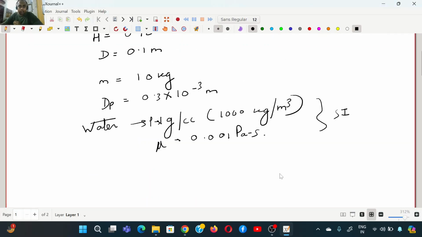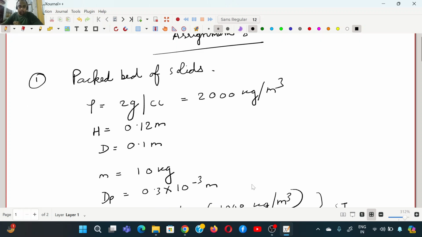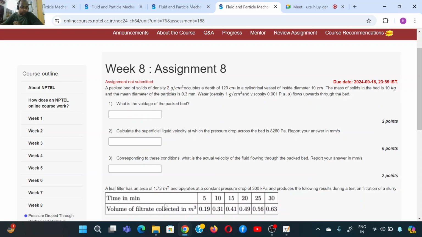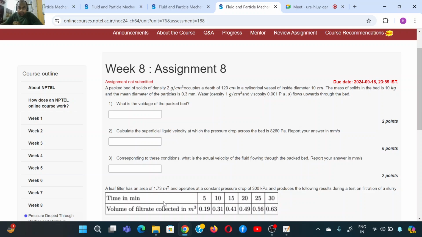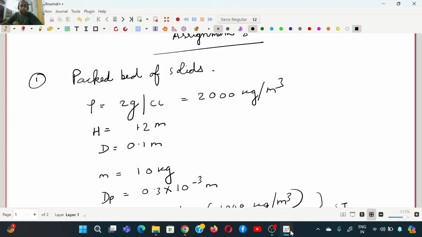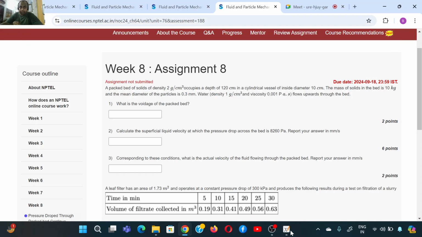120 centimeter is same as 1.2 meter. It's 120 centimeter, right? So it is 1.2 meter depth. Diameter is 10 centimeter, I think. So it's 0.1 meter. Mass is 10 kilogram. Correct. Mean diameter of the particles is 0.3 mm.